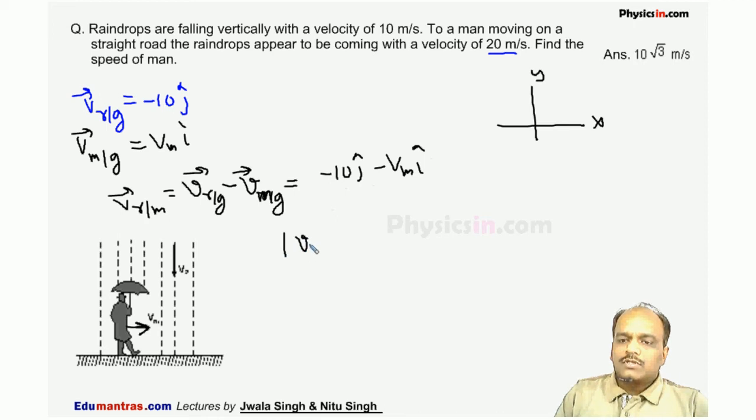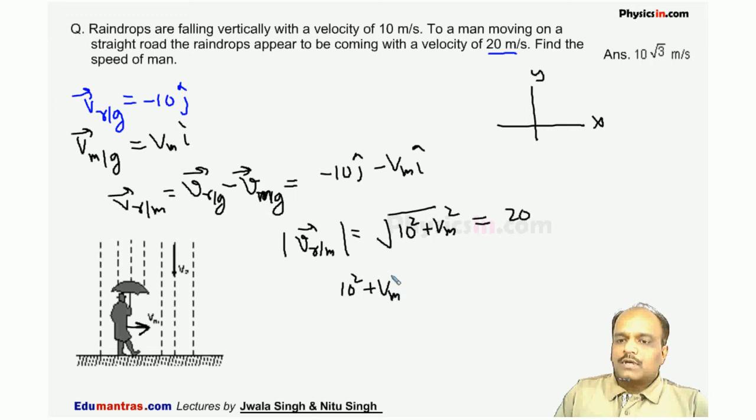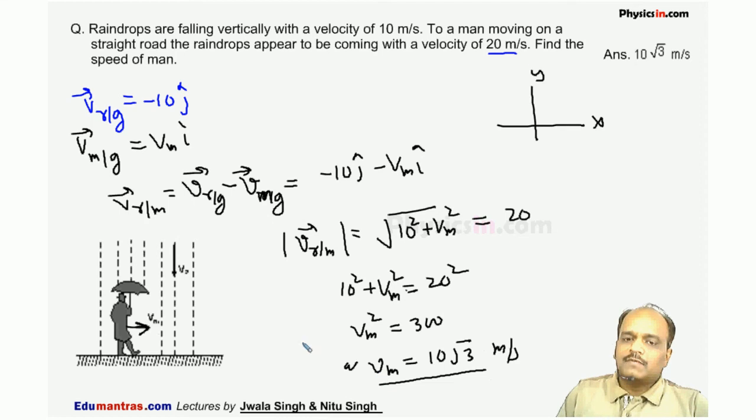We can say the magnitude of velocity of rain with respect to man is the speed of the rain with respect to man, which is equal to root over 10 square plus Vm square, and it is given this is equal to 20 meter per second. On squaring we get 10 square plus Vm square is equal to 20 square, or Vm square is equal to 300, or Vm is equal to 10 root 3 meter per second. This is the actual speed of the man.